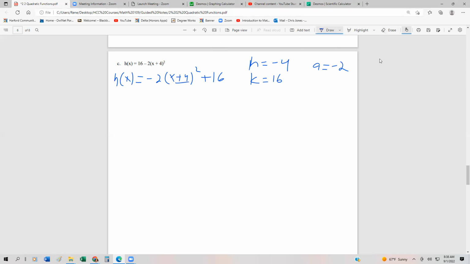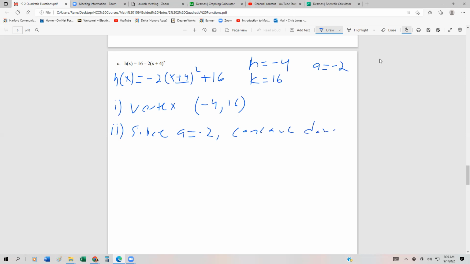And so what that means is that the vertex is at the point h comma k, -4 comma 16. Concavity: is it concave up or concave down? Since a is equal to -2, what we can say is that this is going to be concave down. Okay. And then max or min. Since a is equal to -2, which by the way is less than 0, that means that we have a maximum for our vertex.